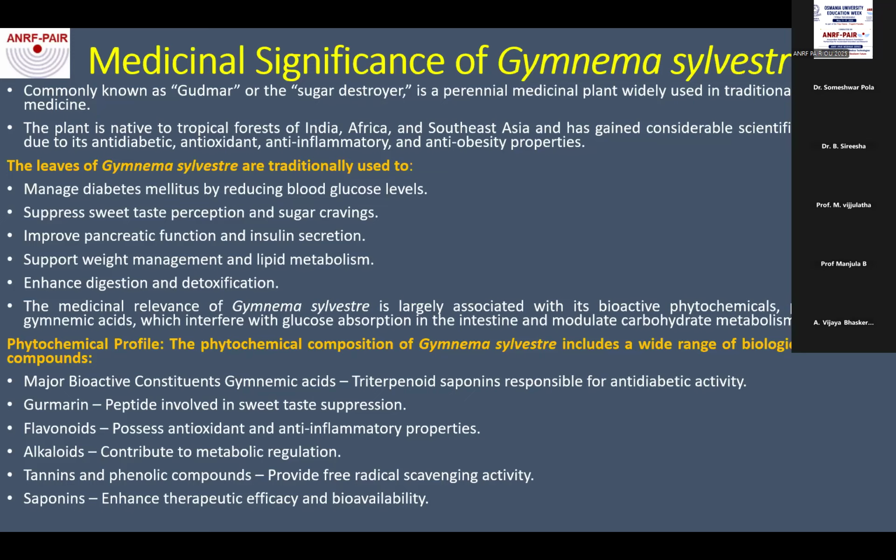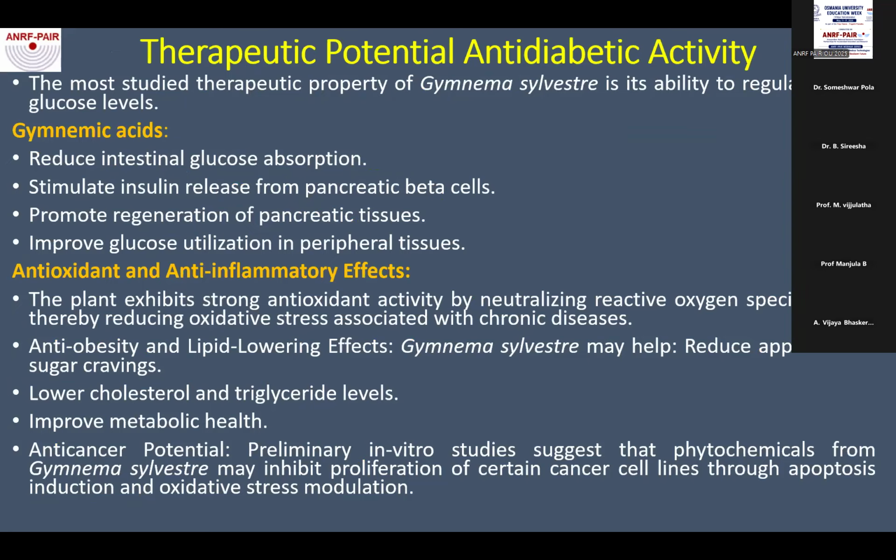The medicinal relevance of Gymnema sylvestre is largely associated with its bioactive phytochemicals, particularly gymnemic acids. These are the major bioactive constituents, and other phytocomponents are coumarin, flavonoids, alkaloids, tannins, and saponins. Gymnema sylvestre has various therapeutic activities, particularly antidiabetic activity.